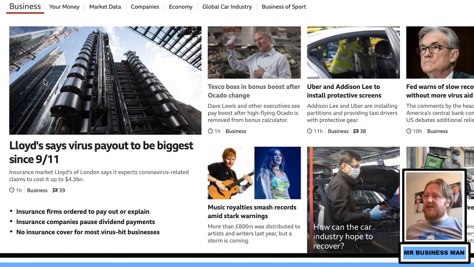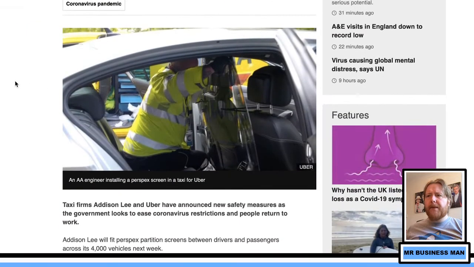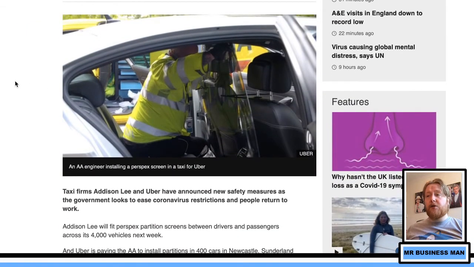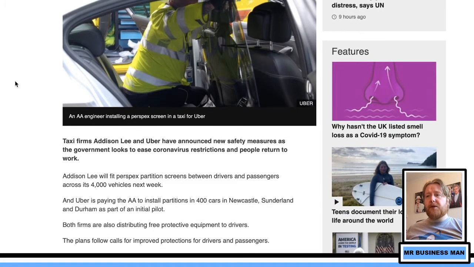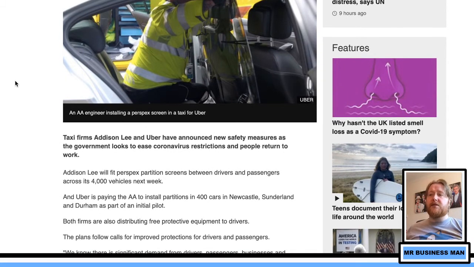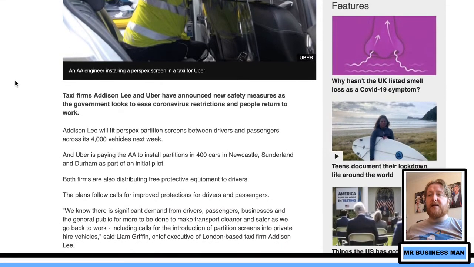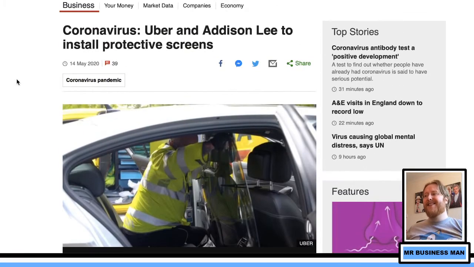Uber and Addison Lee to install protective screens. Addison Lee, what's that? I've not heard of that one. Taxi firms Addison Lee and Uber have announced new safety measures after the government announced plans to ease lockdown. Addison Lee will fit perspex partition screens between drivers and passengers across its 4,000 vehicles next week, and Uber is paying the AA to install partitions in 400 cars in Newcastle, Sunderland and Durham, part of its initial pilot. Problem with this is I thought Uber was supposed to be for people who just wanted to use normal cars. Then you're going to have a partition, aren't you?